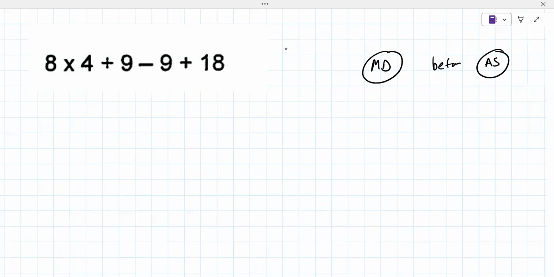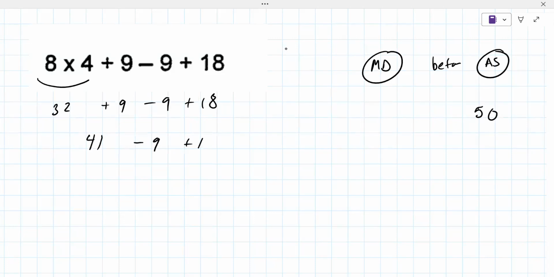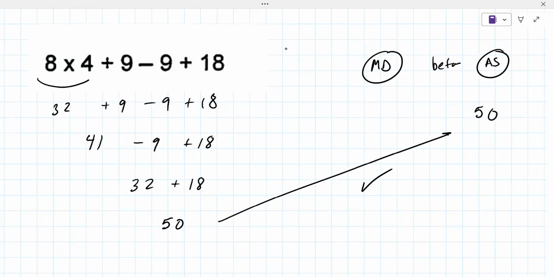Would it be 50? Take a look here. So 8 times 4 is 32, plus 9 minus 9 plus 18. Whenever you see a plus 9 minus 9, that goes to 0. But if you don't see that, it's 41 minus 9 plus 18. 41 minus 9 is 32, plus 18, which is 50. Good, really good.